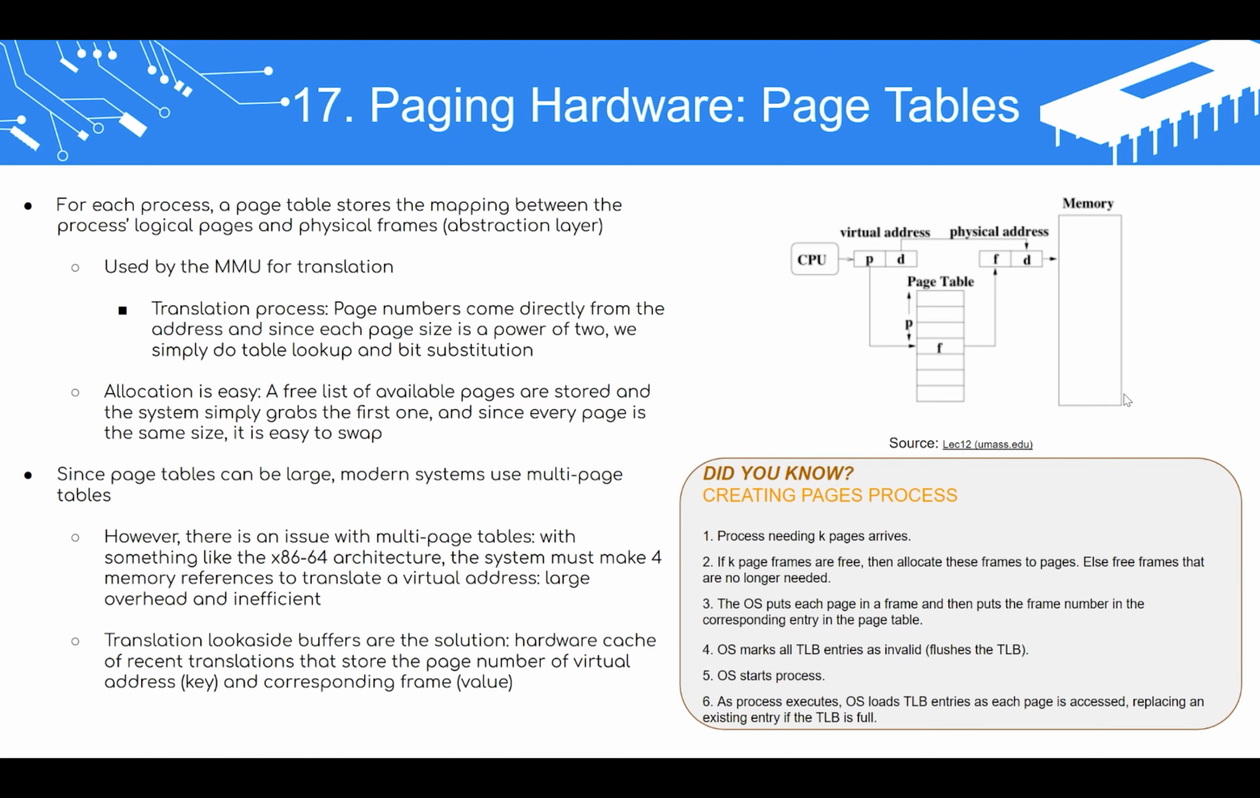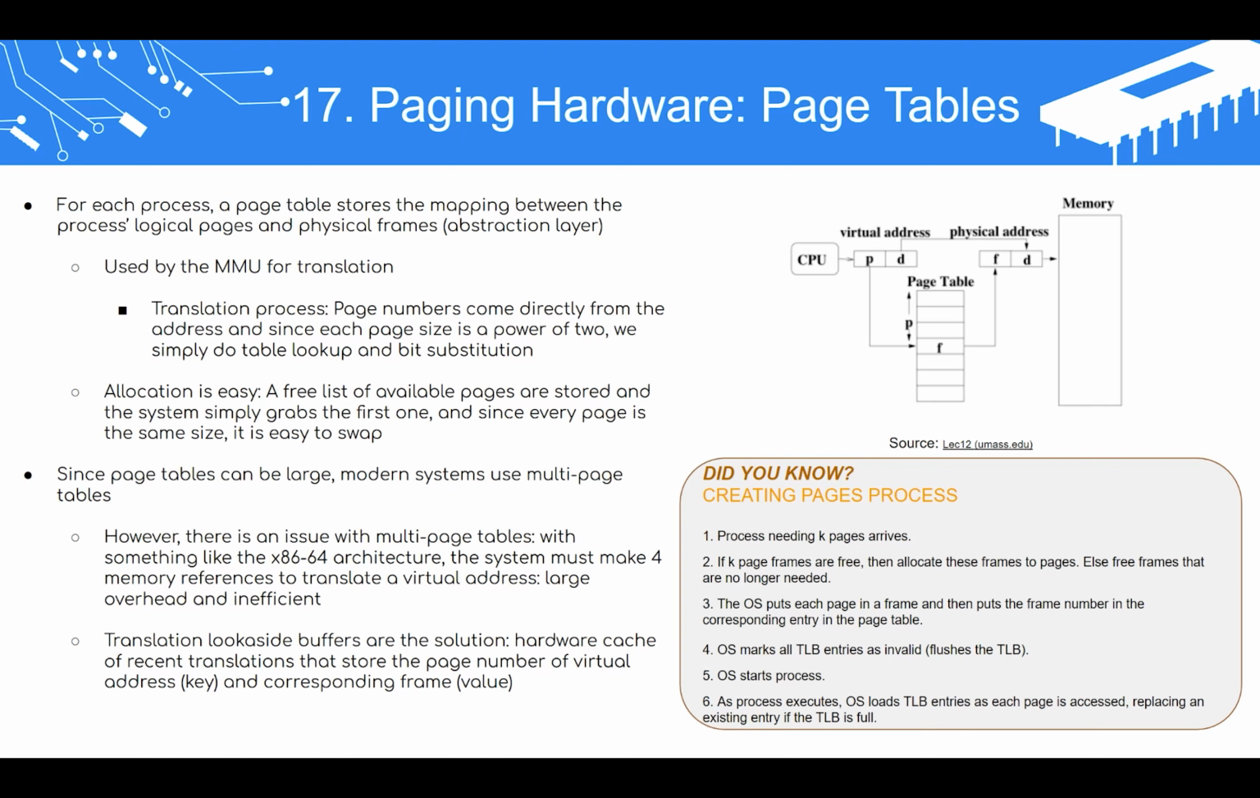Page tables are an abstraction layer that stores the mapping between a process's pages and physical frames. It is used by the MMU for translation, where we have to do table lookup and bit substitution. You can see this in the image to the right. Allocation in a page table is easy. We basically just keep a free list of available pages, and the system will just grab the first one. And because all pages are the same size, it is very easy to perform a swap.